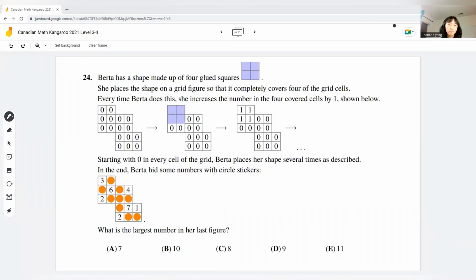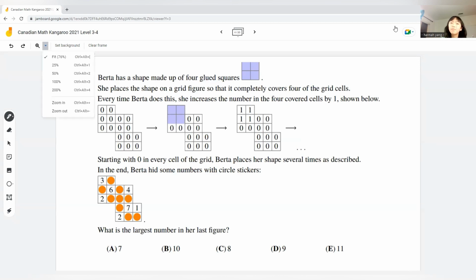Problem 24. Berta has a shape made of 4 glued squares. She places the shape on a grid figure so that it completely covers 4 of the grid cells. Every time Berta does this, she increases the number in the 4 covered cells by 1 as shown below. Starting with 0 in every cell of the grid, Berta places her shape several times as described. In the end, Berta hits some numbers with circle stickers. What is the largest number in her last figure?